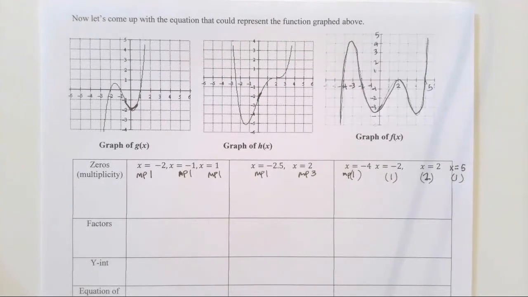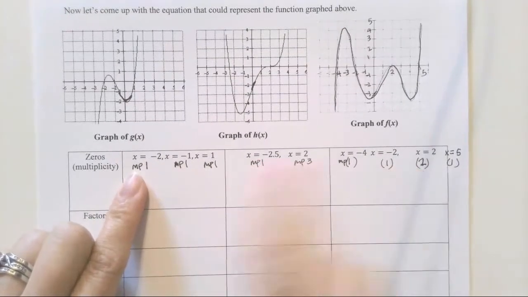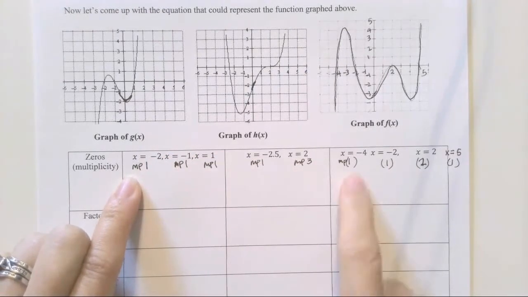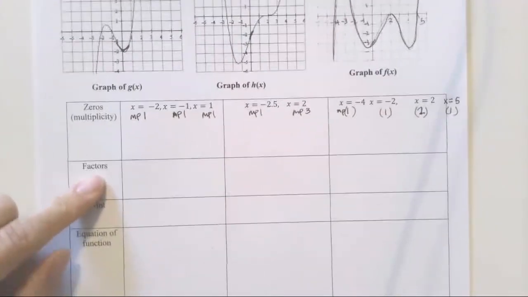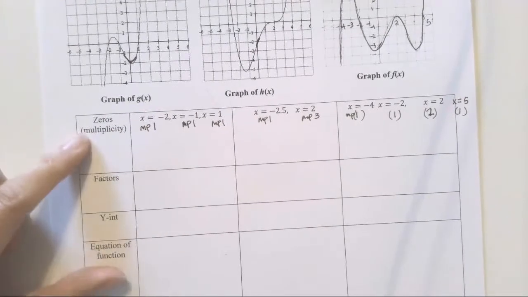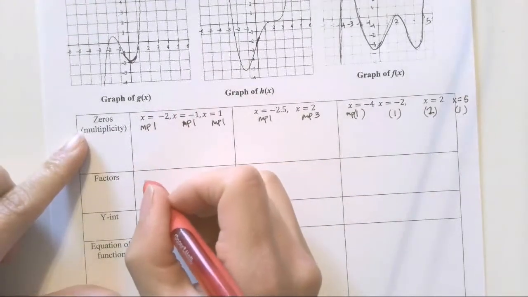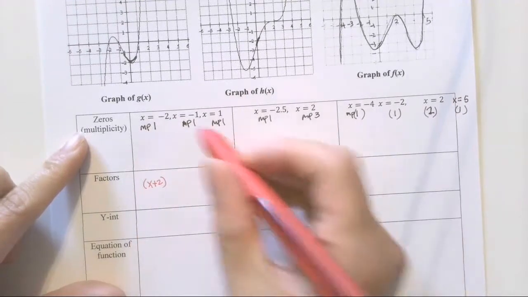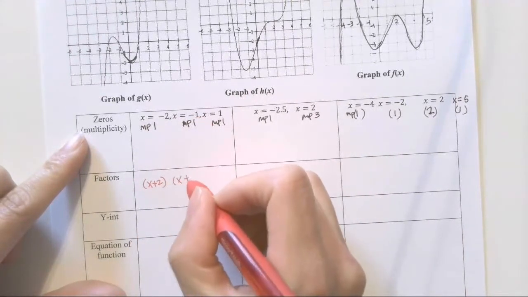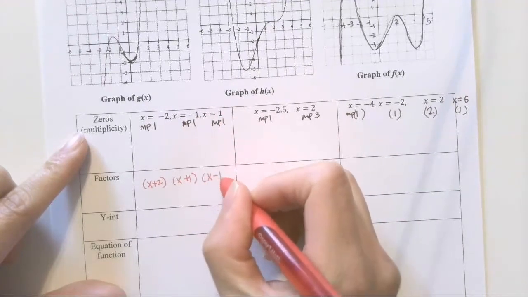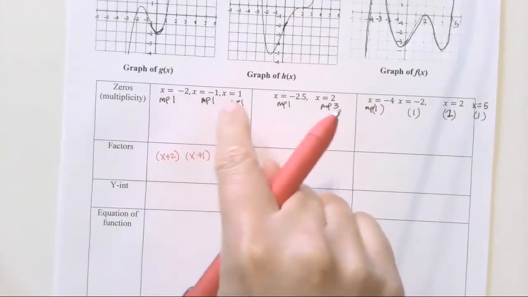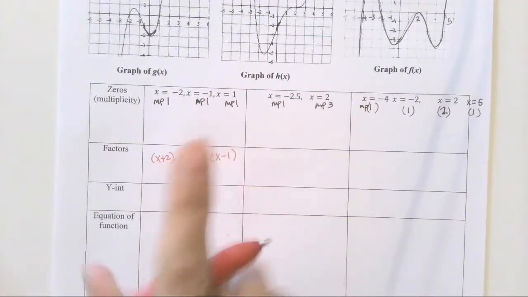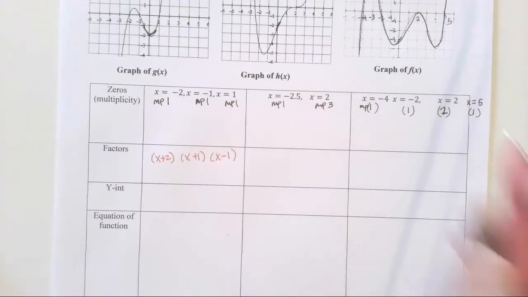Okay? All right, so now we're going to use that to come up with the equation that could represent the function graphed above. So I already copied this down from the previous page. For each 0, I just put the multiplicity of each one. So now let's go from there to come up with the factors. Ooh, I hope you remember. All right, what's the relation between 0 and the factor? If x equal negative 2 is a 0, then your factor will be x plus 2. X equal negative 1 is a 0, factor will be x plus 1. 1, x minus 1 will be the factor. And do you guys remember multiplicity means how many times that 0 happens? Well, all of them has a multiplicity of 1, so you're just going to write those factors just once for each. Done.